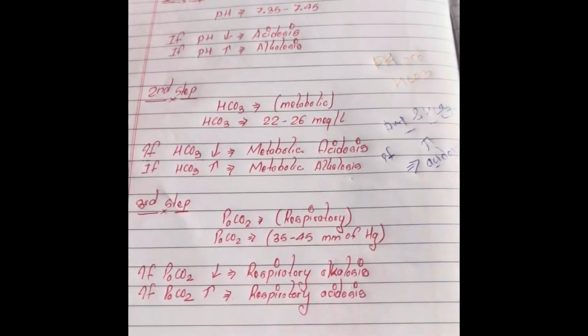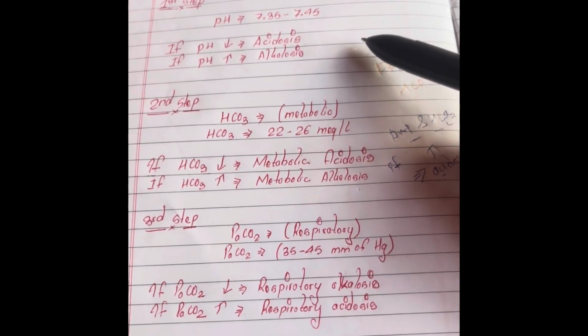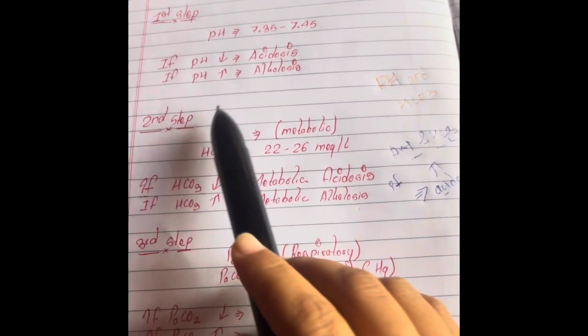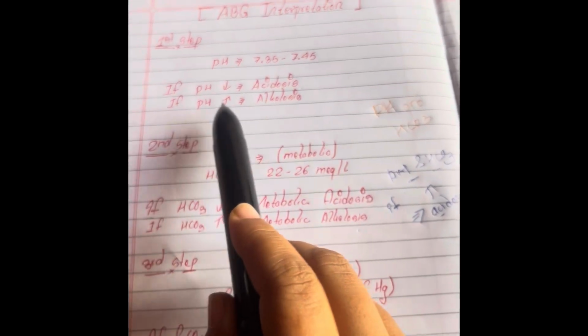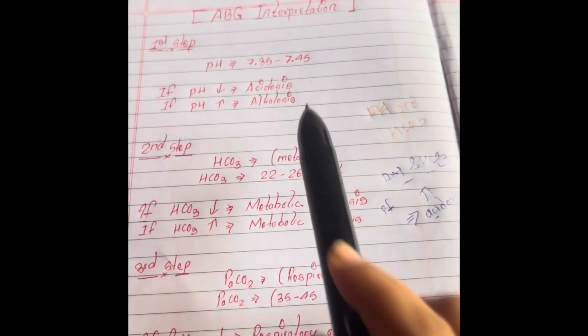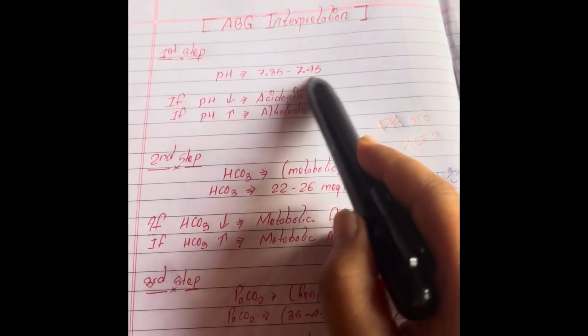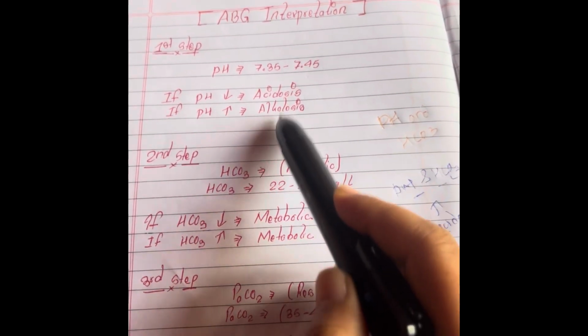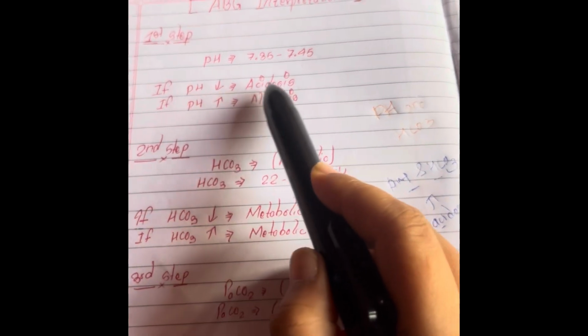In the first step, we should know the normal value of pH, that is 7.35 to 7.45. If the pH value decreases, it indicates that it is acidosis. If the pH value increases, it denotes that it is alkalosis. If the value is above 7.45, it is alkalosis. If the value is below 7.35, then it means it is acidosis.